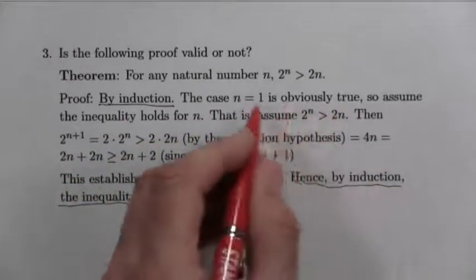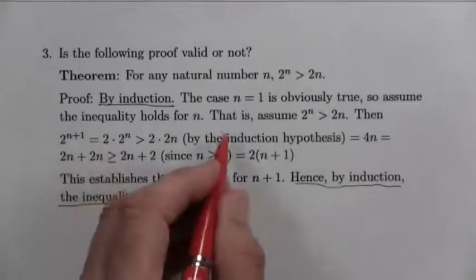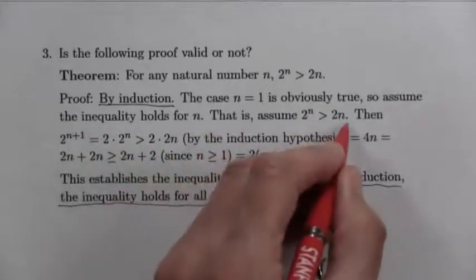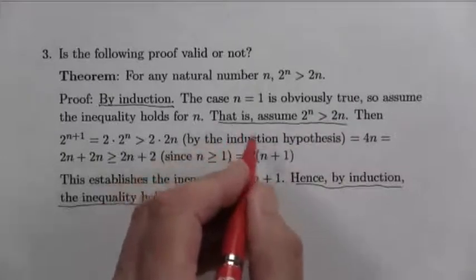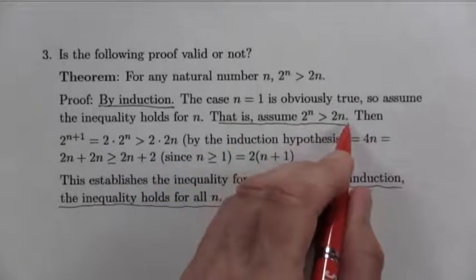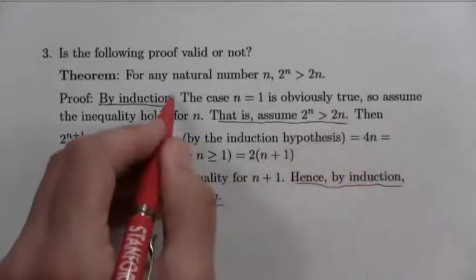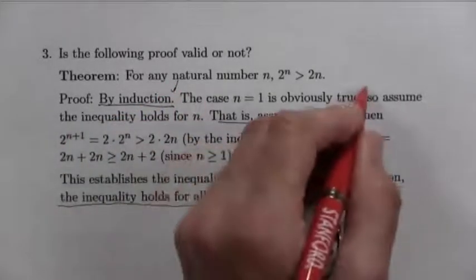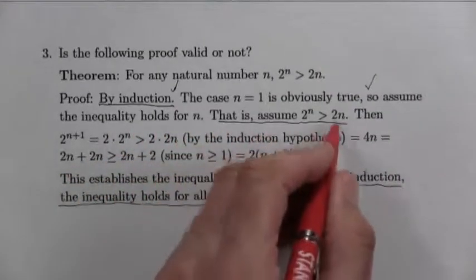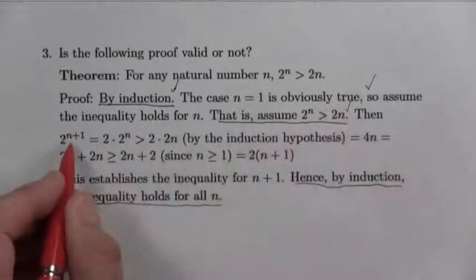This is the beginning case. This is obviously trivial, right? So let's look on to the next part, which is where things usually get tricky. So we begin by making an assumption. We're assuming 2 to the n is bigger than 2n. Okay, that's correct. Let me tick these as I go through. We've done that. Initial step. We make an assumption. Then we do some reasoning.